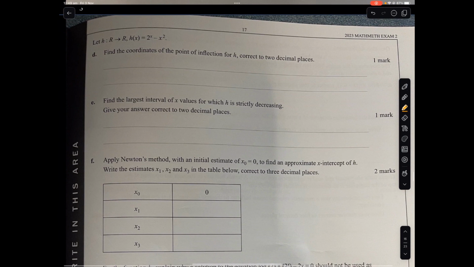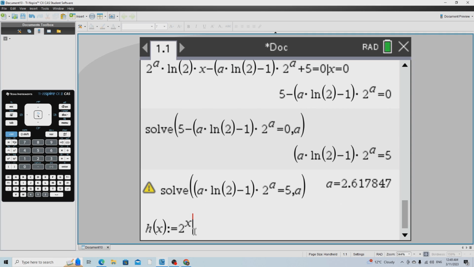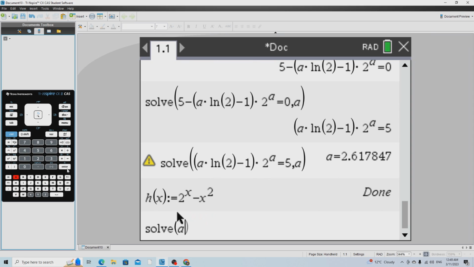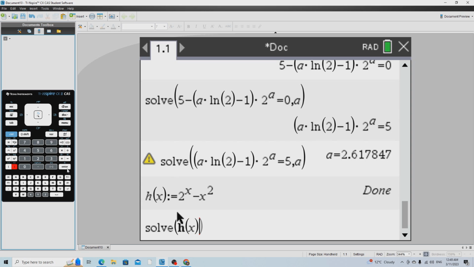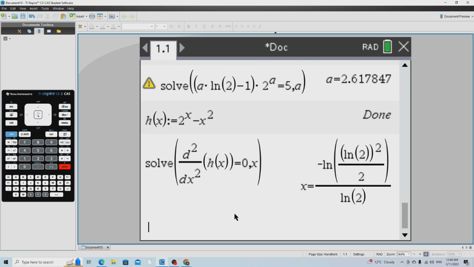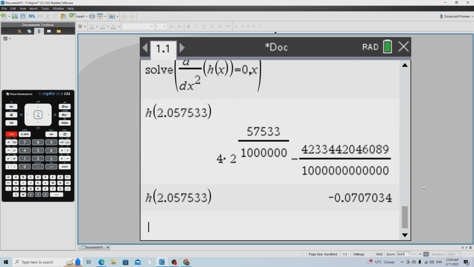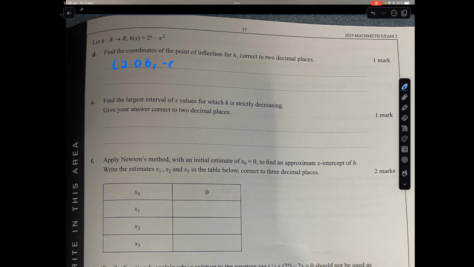Next question. So let h of x be this. Find the coordinates of the point of inflection for h. Easy. To find the point of inflection, let's just define h of x. It's the double derivative, and let the double derivative equal 0. So I can just say solve. Double derivative h of x should equal 0, comma x, and control enter. This to 2 decimal places would be 2.06, comma, and what's h of this value over here? It is negative 0.07. That's it.